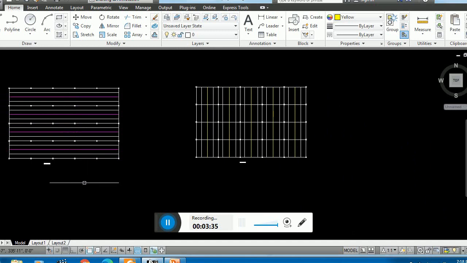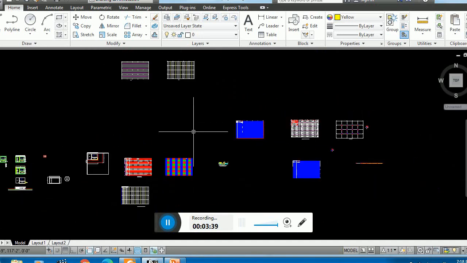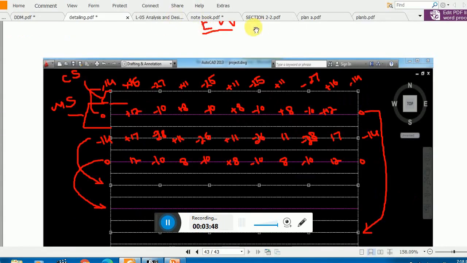So I have to now represent the moments, and the moments which I have represented, first of all I am providing the bars for positive reinforcement, or you can say the bottom bars. Then, let me show here.